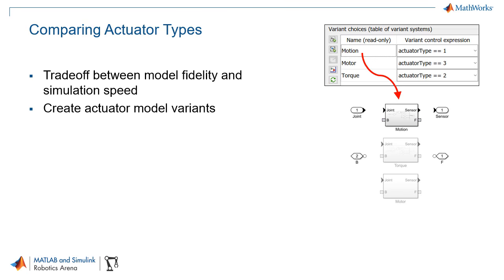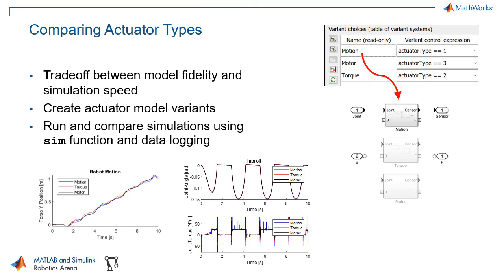So going back here, now that we have these three variants, what we've done is set up a script that can run and compare the simulations with these three different variants using the sim function. And then after setting up data logging for our simulation, we can compare things like, for example, the position of the torso as you move through the walking trajectory, the joint angles, the joint torques, and seeing how close our closed loop controller with our full actuator model matches that ideal motion actuated model.